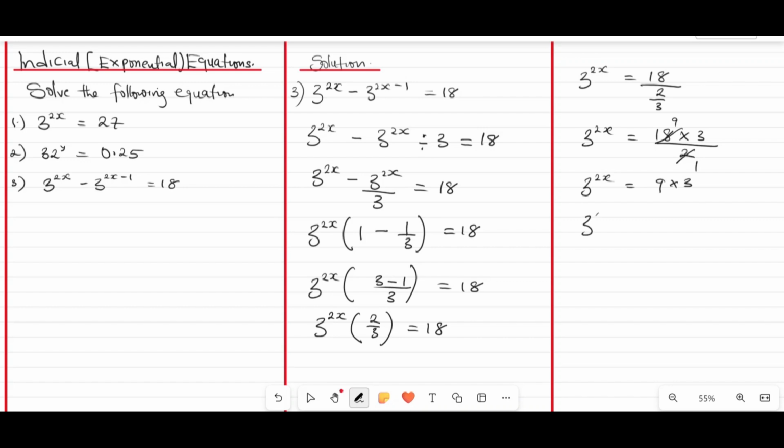So we have 3 raised to the power 2x equal to 27. Now I have to write 27 as the power of its base. So I'm going to have 3 raised to the power 2x equal to 3 raised to the power 3. Since their bases are equal, the powers should also be equal. So we have 2x equal to 3. So x is equal to 3 divided by 2.